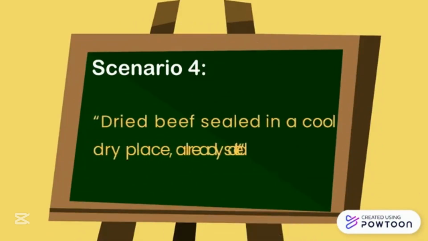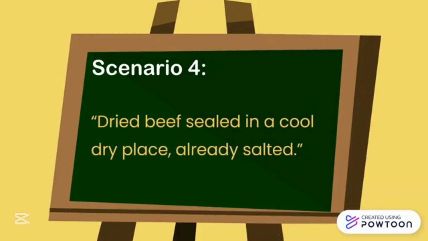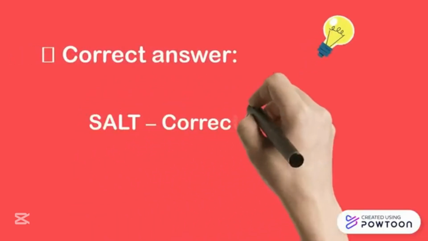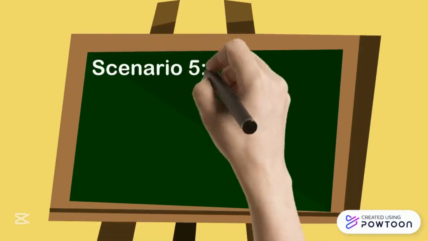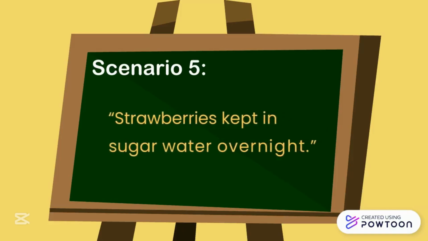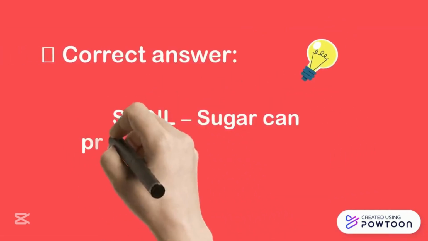Fourth scenario, dried beef sealed in a cool, dry place, already salted. The correct answer is salt. Correct method already applied. Last scenario, strawberries kept in sugar water overnight. The correct answer, spoil.